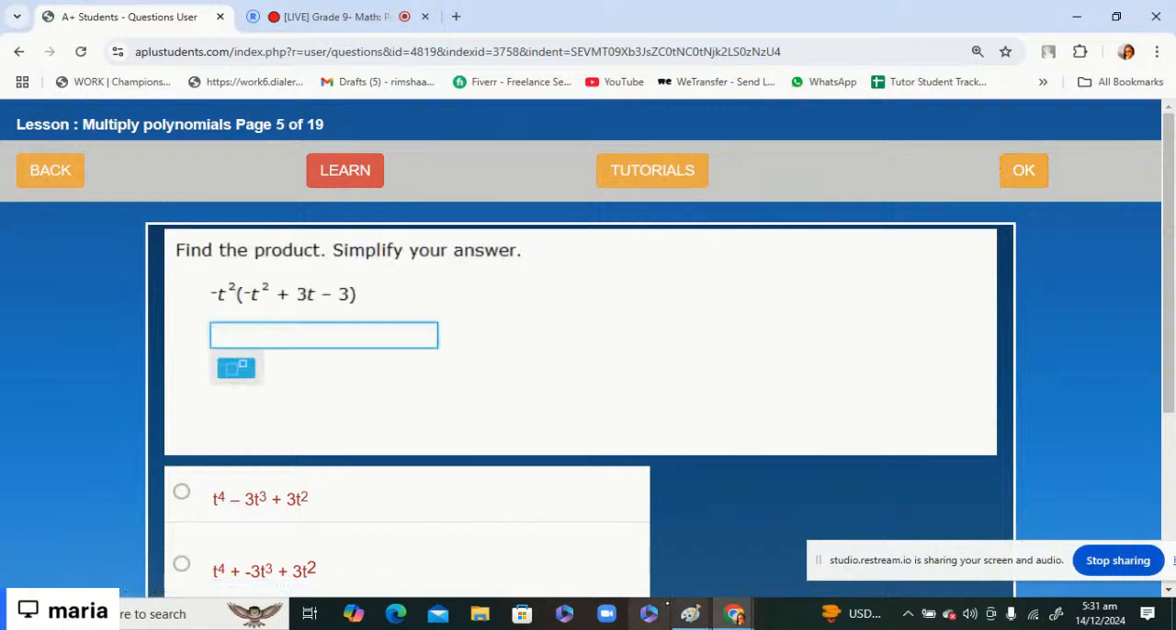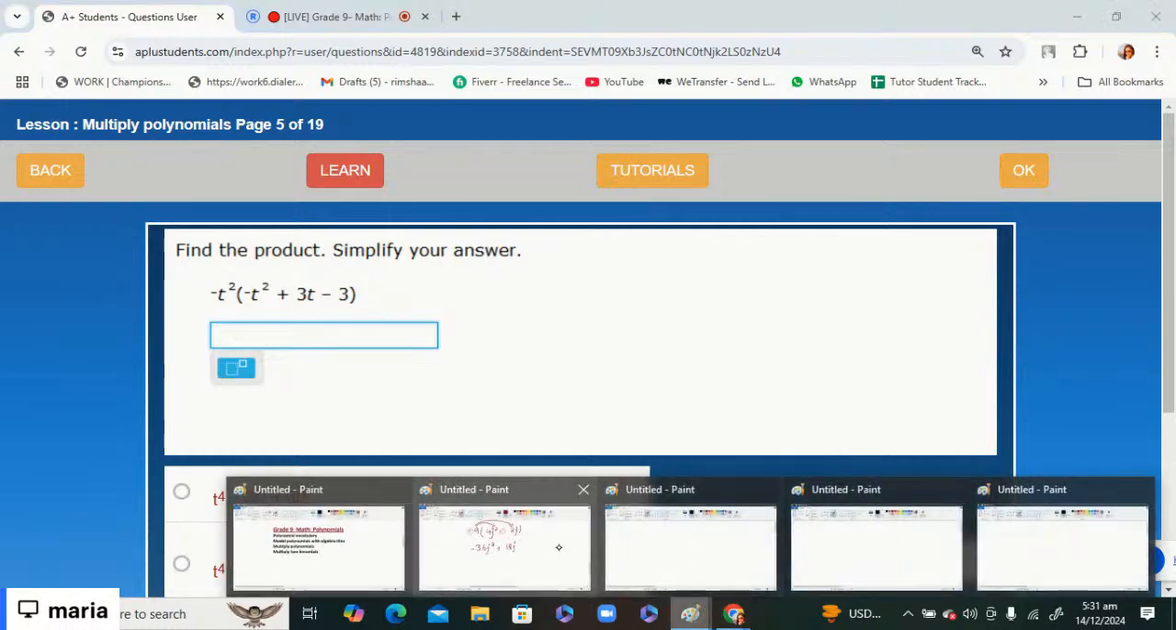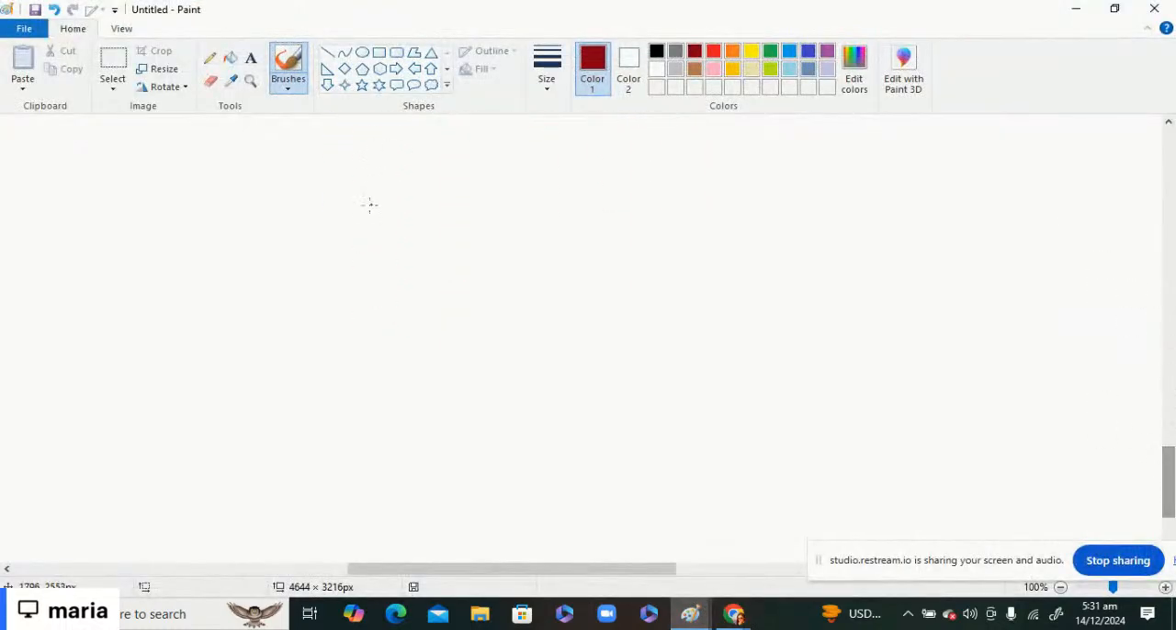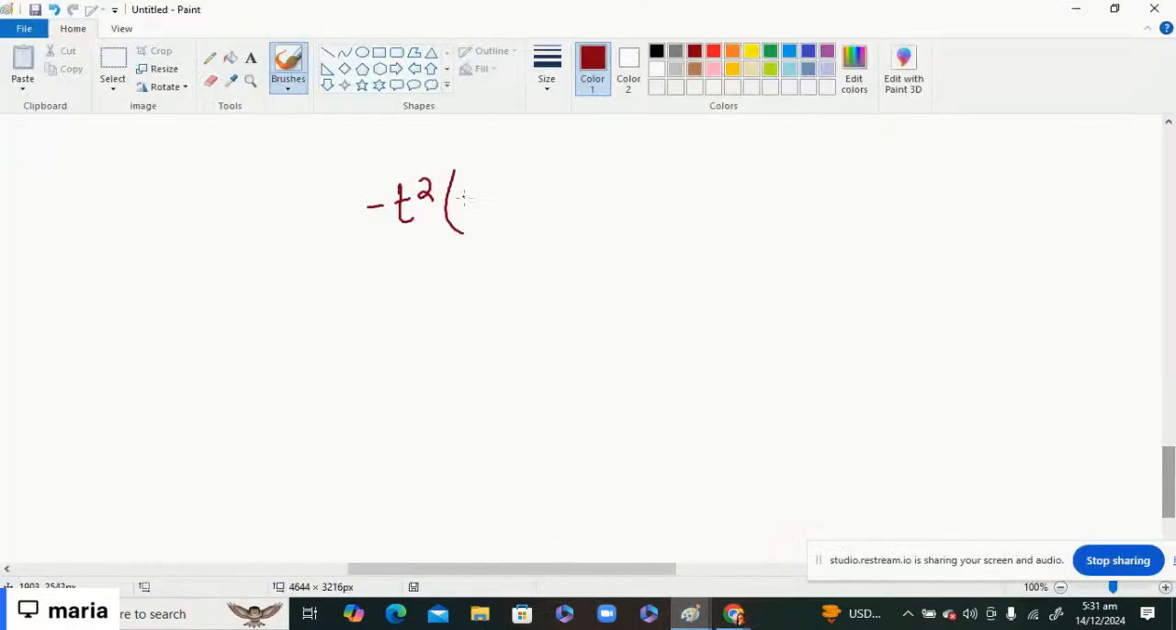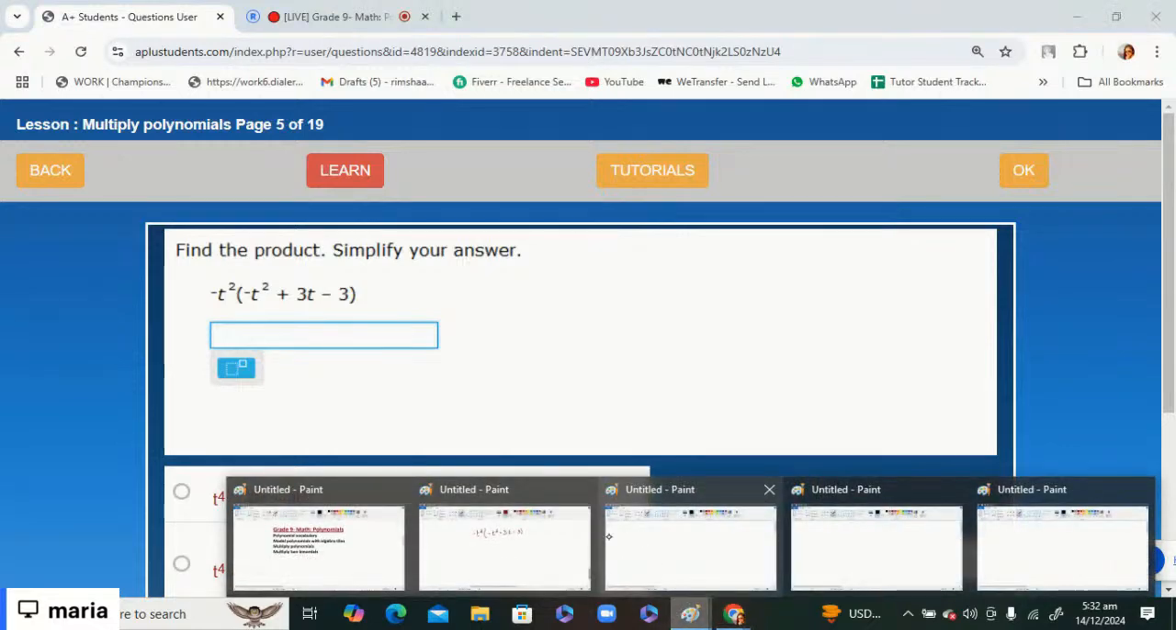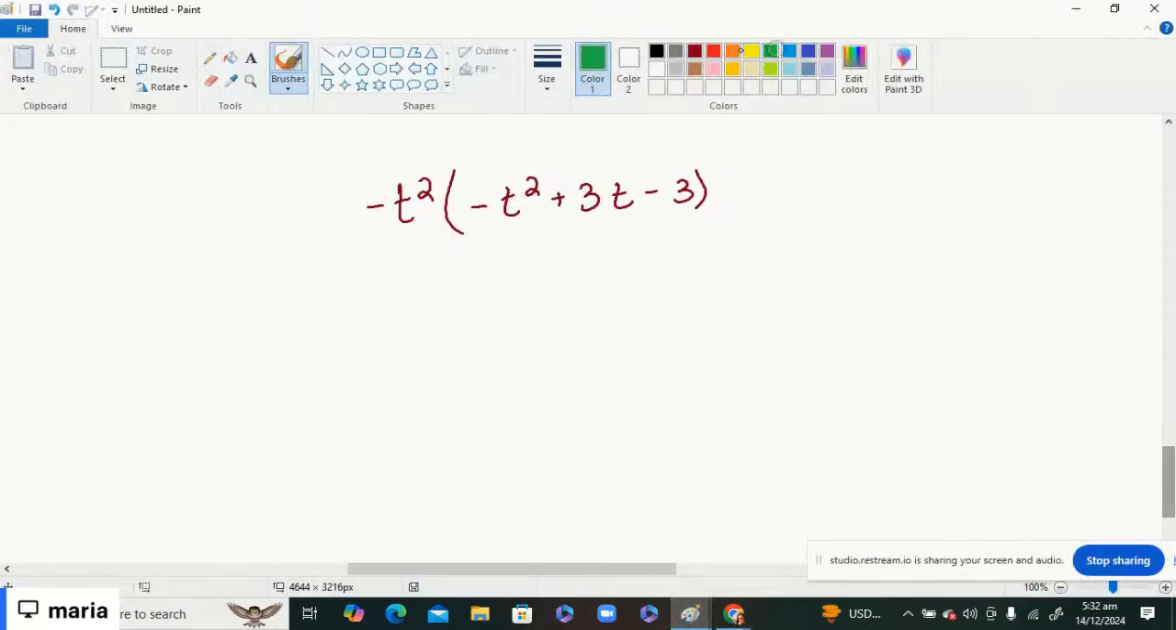Now this one, let's solve together. Minus t square, minus t square plus 3t minus 3. Now multiply. First of all, multiply this minus t square with this one, then with this one, and then with this one. First of all, minus minus becomes plus t square and t square.